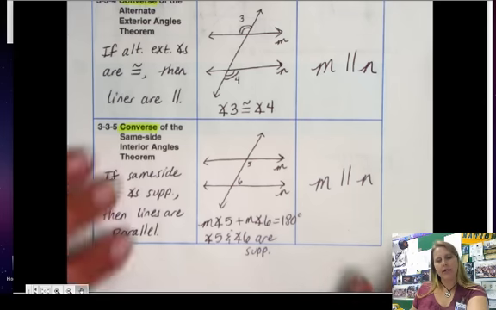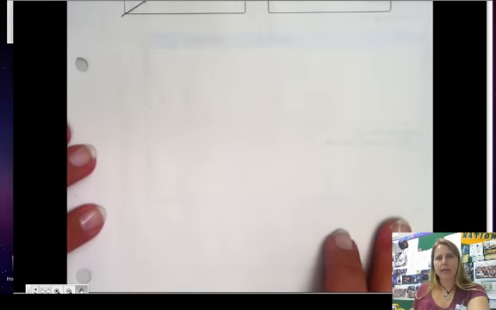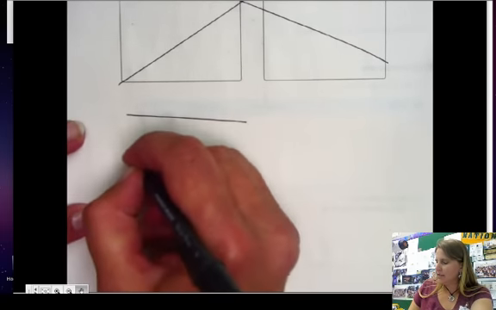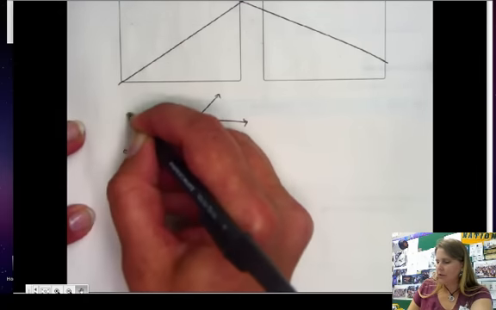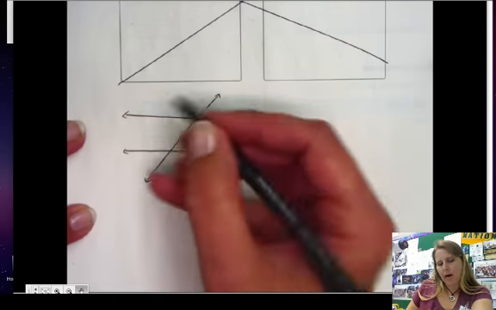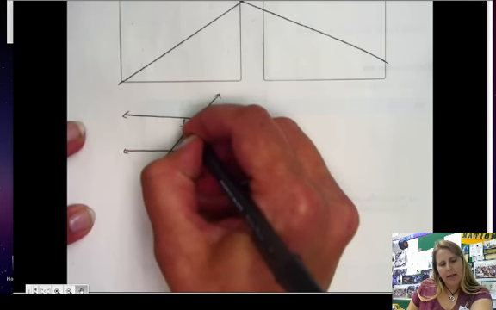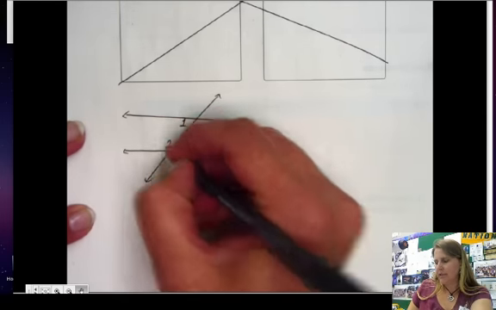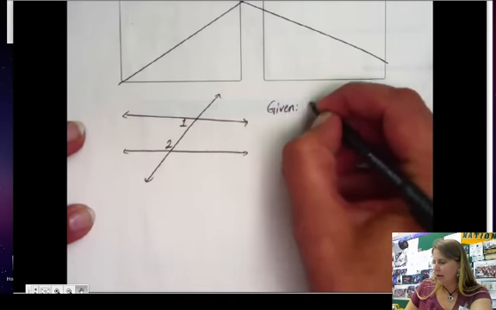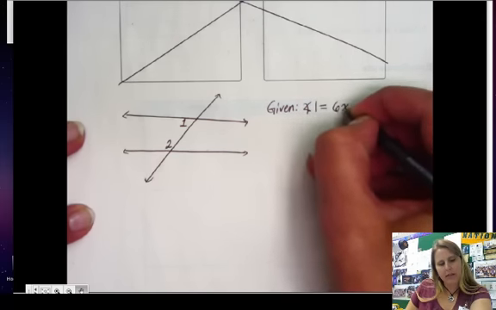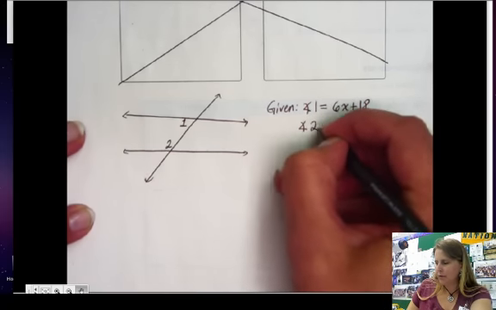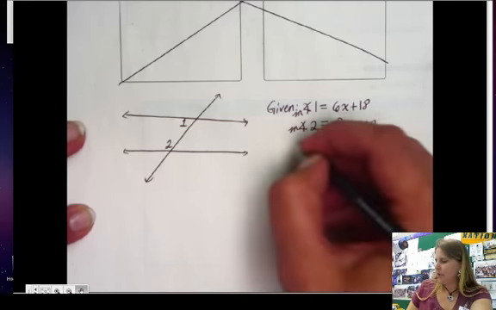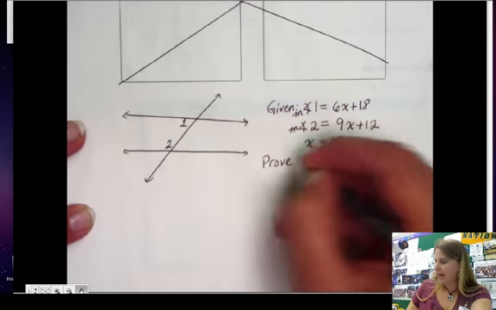Now, let's do an actual proof. On page 59, you can go ahead and cross this out. Let's do an actual proof down here. If we have this right here, and we are told that angle 1, which is here, and angle 2, which is here, are same side interior angles, and we're given that the measure of angle 1 is equal to 6x plus 18, and the measure of angle 2 is equal to 9x plus 12, and we're told that x equals 10. And we want to prove that the lines are parallel.